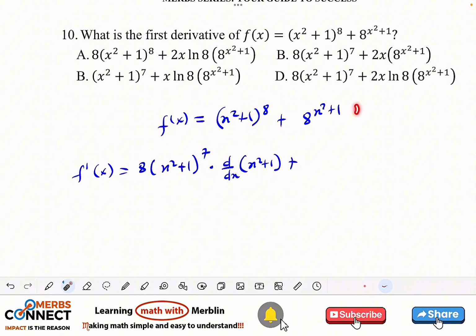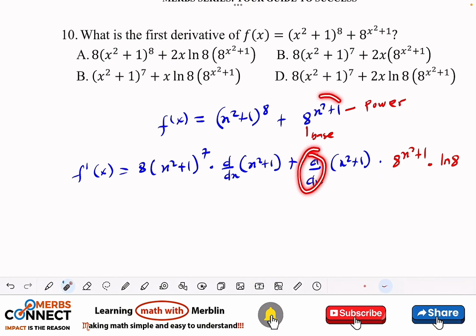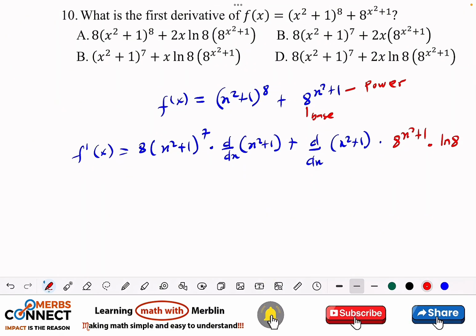Then plus, this is the constant base rule. The constant base rule says that you differentiate what is on the top, which is x squared plus 1, then multiply it by the whole function. It's like differentiating an exponential. So multiply by the whole function times ln of the base. So we have the base and we have the power here. Differentiate the power, multiply it by the whole function times ln of the base, which is this. Now let's simplify and see if we get it there.